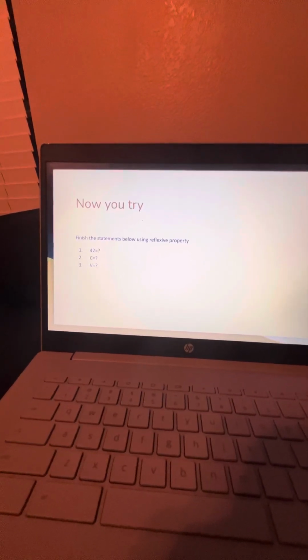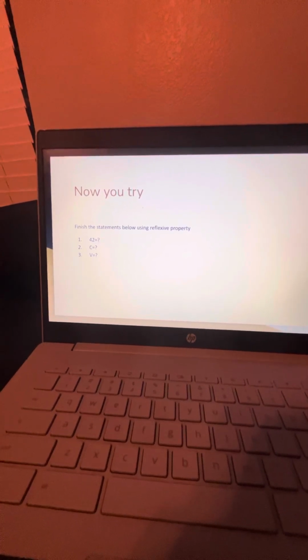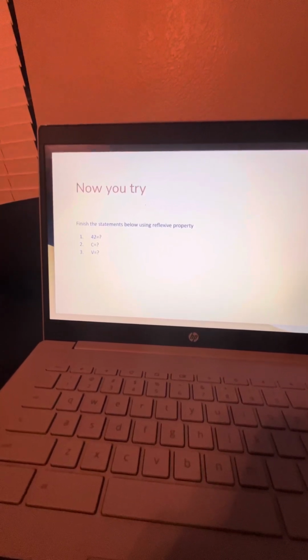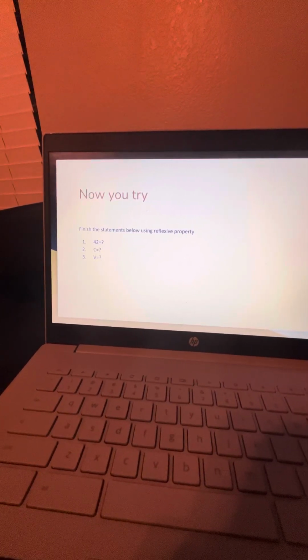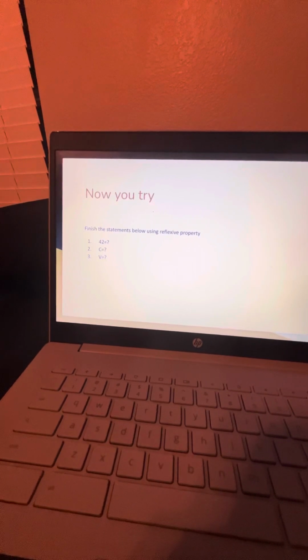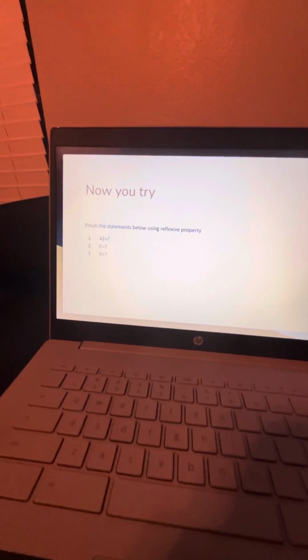All right, so now y'all try. Make sure y'all are writing the questions down and the answers. We'll go through real quick and y'all tell me what you think the answer is. Number 1, Tommy, what do you got? Yes, 42 is always going to equal 42. Number 2, Liz, yes, C is always going to equal C. And therefore what, Jimmy? Yep, V is going to equal V.